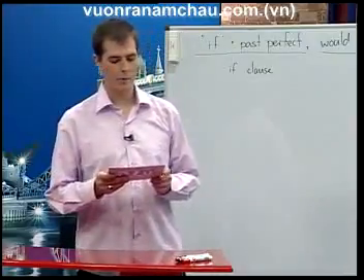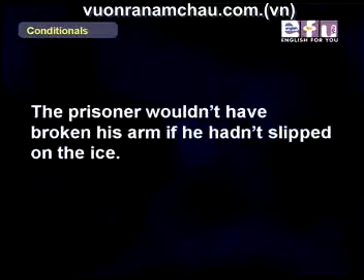Okay, the next example. The prisoner wouldn't have broken his arm if he hadn't slipped on the ice. So what really happened? The prisoner slipped on the ice and broke his arm. So in this sentence, it's an untrue past situation. Again, we use the third conditional.